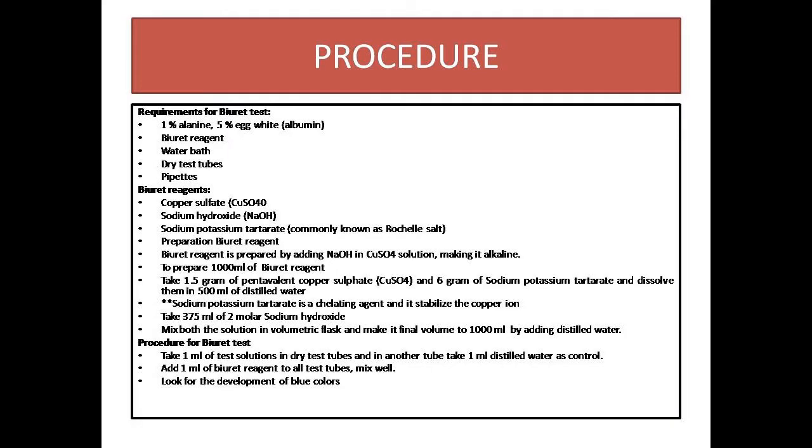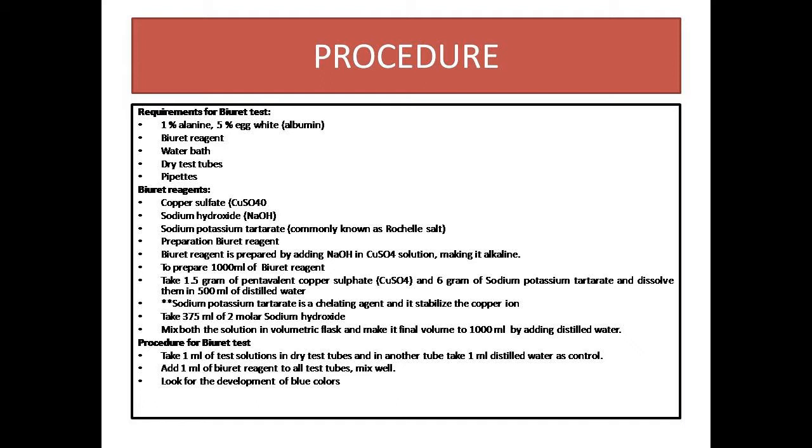The procedure of the Biuret test is a very easy one. First of all, you need to have Biuret reagent, which is alkaline copper sulfate solution, and a known protein solution that may be your egg white albumin or bovine serum albumin, anything.